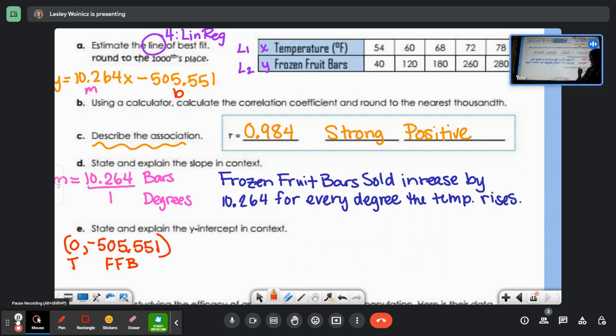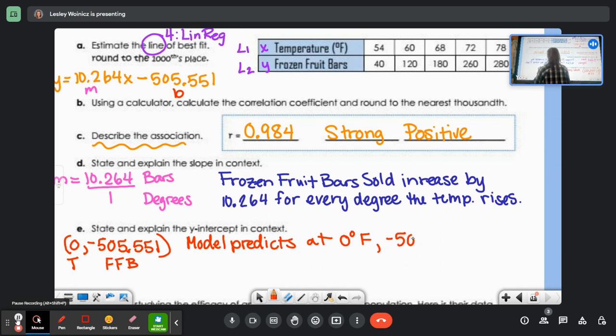So we're going to say the model predicts at 0 degrees Fahrenheit, negative 505.551 fruit bars will be sold. That's it.